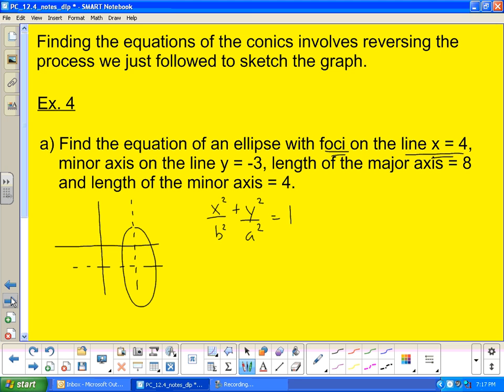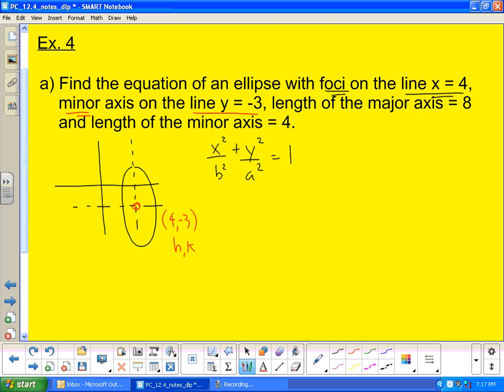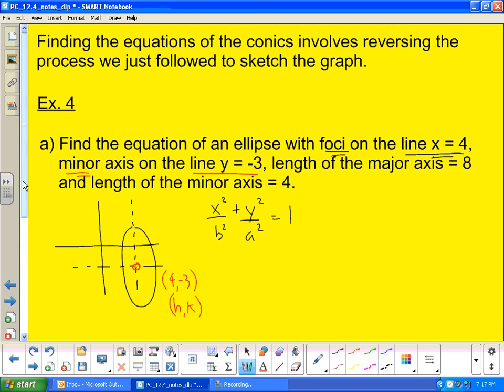What else do we know? We have a minor axis on the line y equals -3. We don't know how long it is, we just know it's there. So where these two lines intersect, our foci line and our minor axis line, which happens to be right there, that is the new center of my ellipse, which is going to be 4, -3, and that is your h, k value. So where those two lines meet. The length of the major axis is 8, the length of the minor axis is 4.